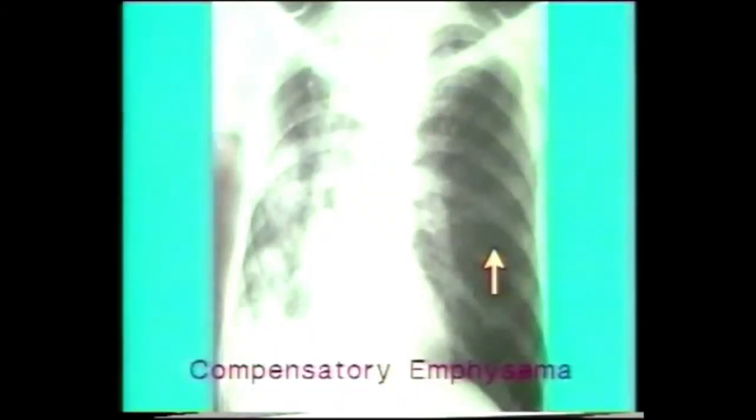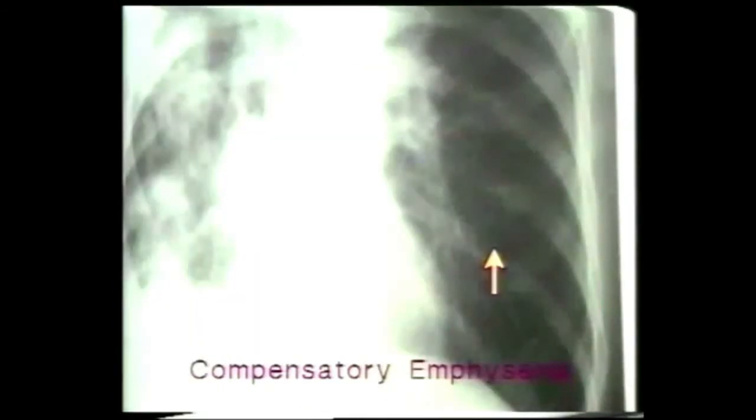In this X-ray, with extensive fibrosis on the right side, inspect the other lung, that's the left lung. It is hypertranslucent, bigger, with low diaphragms. The lung markings are diminished. This is a compensatory emphysema on the opposite side to compensate for the fibrosed lung.